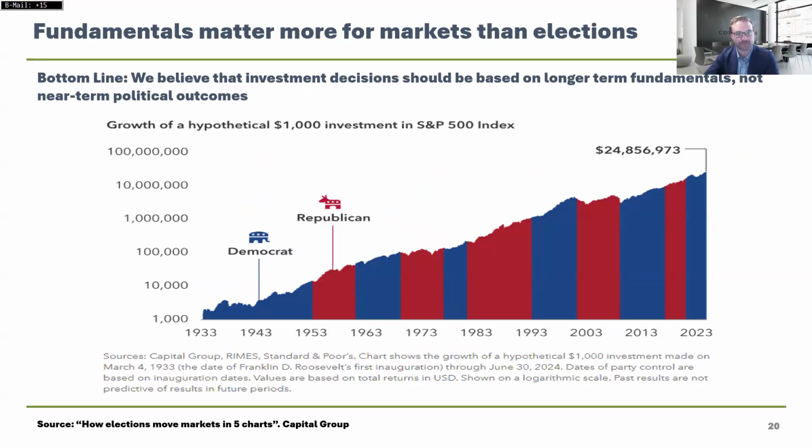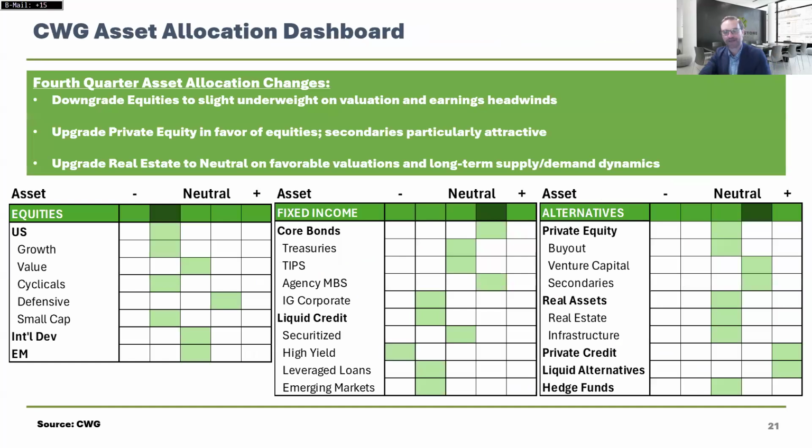a long period of time, whether it's a Democrat in the White House or Republican in the White House, markets go up over a long period of time. Investment decisions should be based on long-term fundamentals and not near-term political outcomes. So, that is our focus here at Cornerstone, managing your portfolios and keeping an eye on the markets and what's happening, much less in the way of the day-to-day around potential election outcomes.